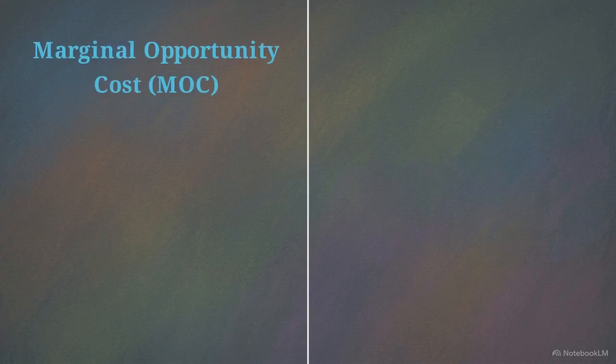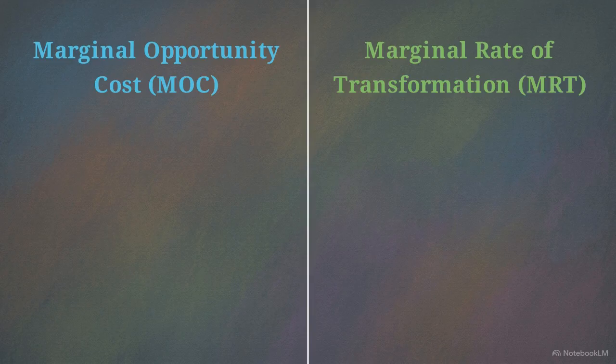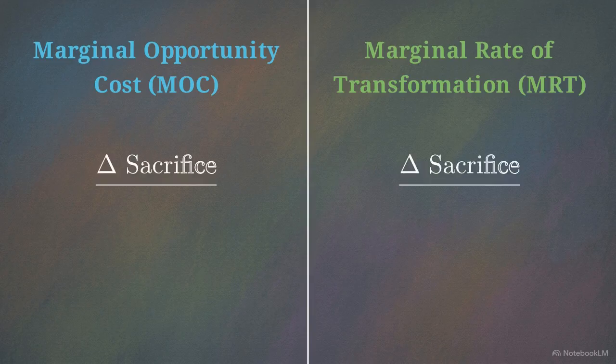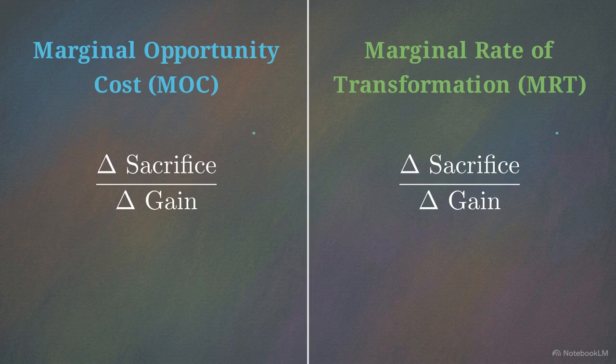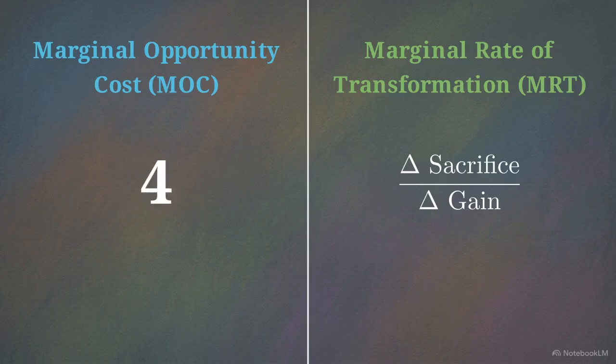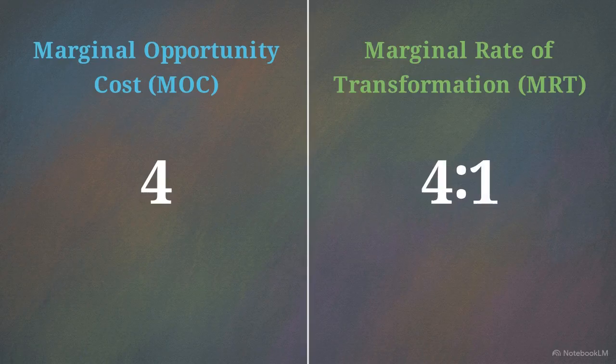This brings us to a visual showing our two key equations, Marginal Opportunity Cost, or MOC, on the left, and Marginal Rate of Transformation, or MRT, on the right. They measure the exact same trade-off, the change in units sacrificed divided by the change in units gained, but they express the answer differently. MOC is written as a single whole number, while MRT is written as a ratio.